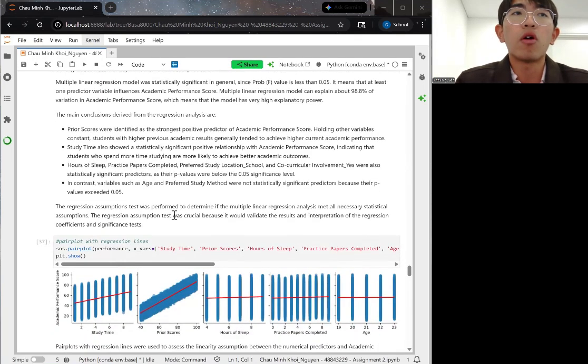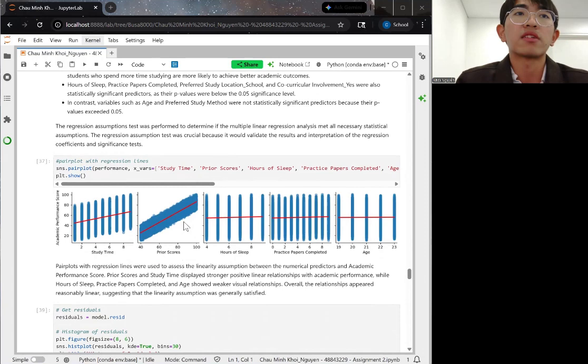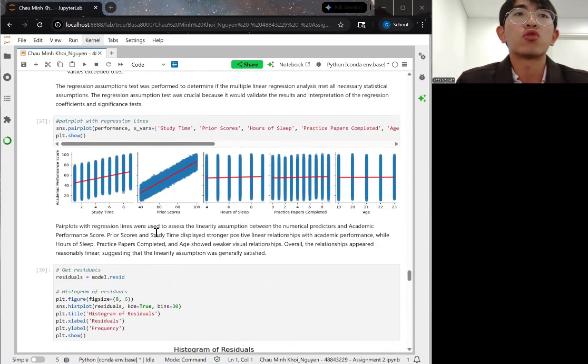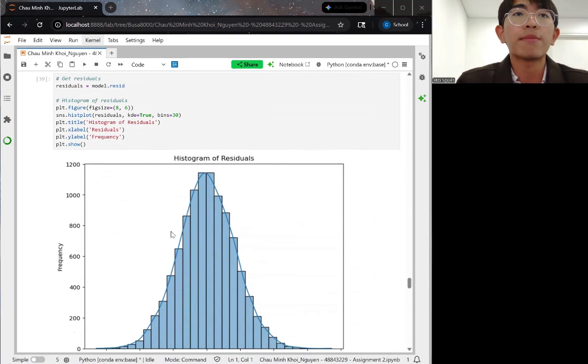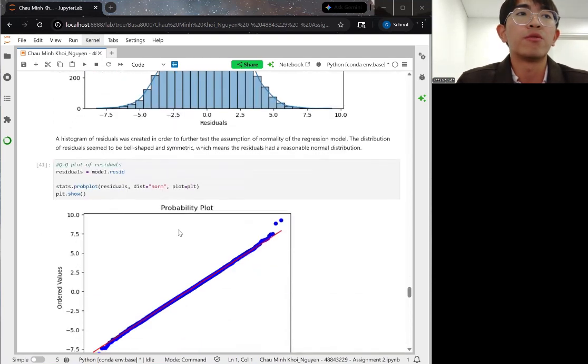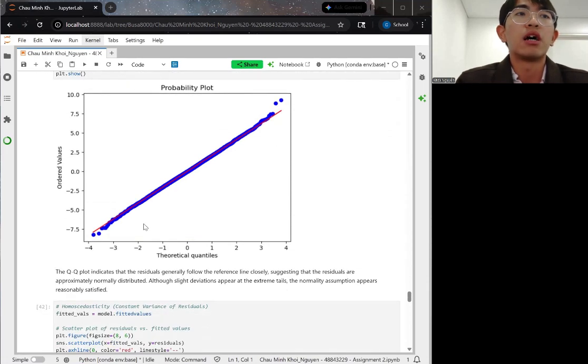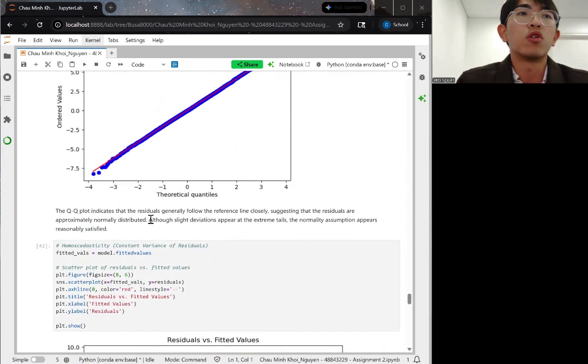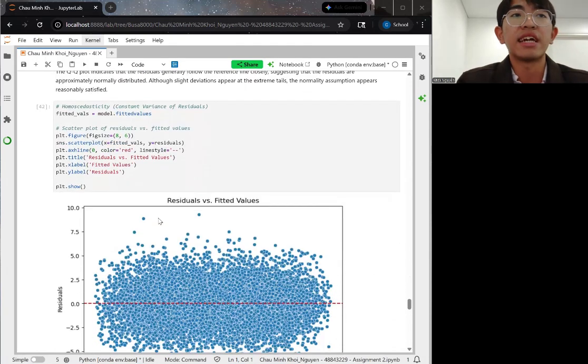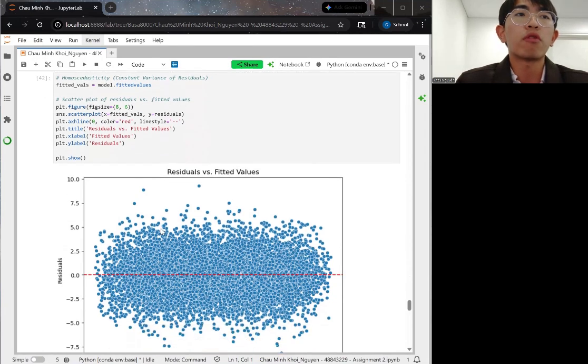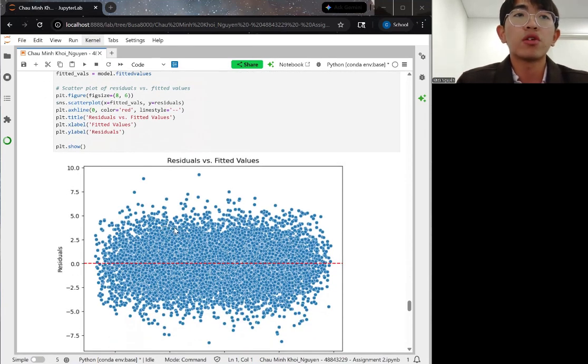Finally, I test all of the major regression assumptions. The pair plot and residual plots suggest that the linearity assumption was satisfied. The histogram of residuals and the QQ plot show that the residuals were approximately normally distributed. The residual plot also indicates that homoscedasticity was reasonably satisfied because the residuals were randomly scattered around zero.